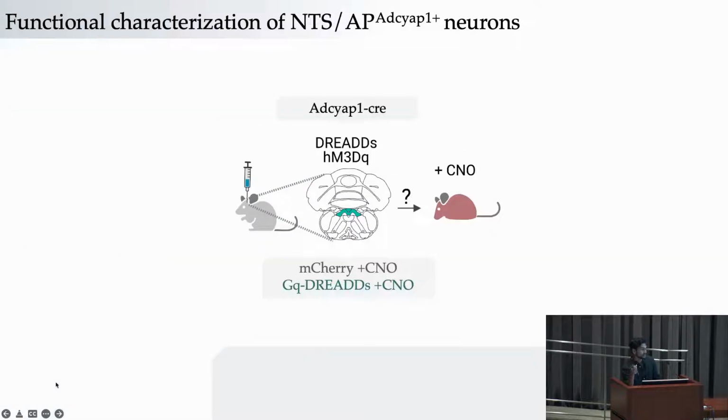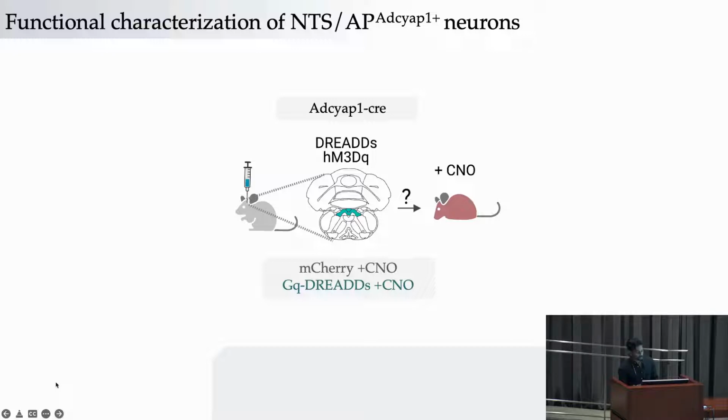So now that we had a cell type in hand, we could start to ask how do different activated cell types contribute to the overall sickness response. And to do this, we can use Cre lines that target these cell types and introduce an AAV virus specifically into the NTS AP region to deliver Cre-dependent activating DREADs, or Gq DREADs. And so we can ask what happens when the animals aren't sick, there's no inflammatory response going on, but if we activate these neurons, do they act sick?